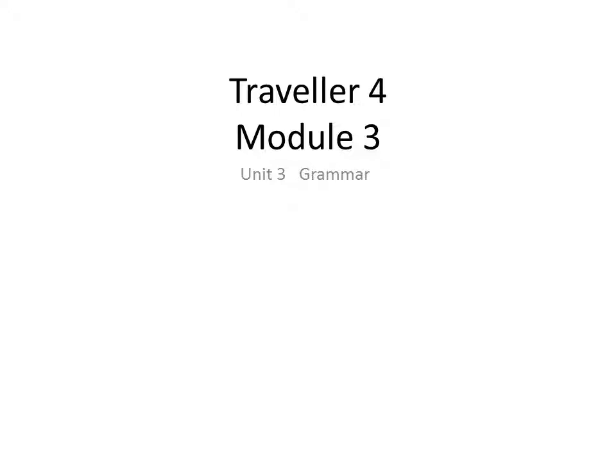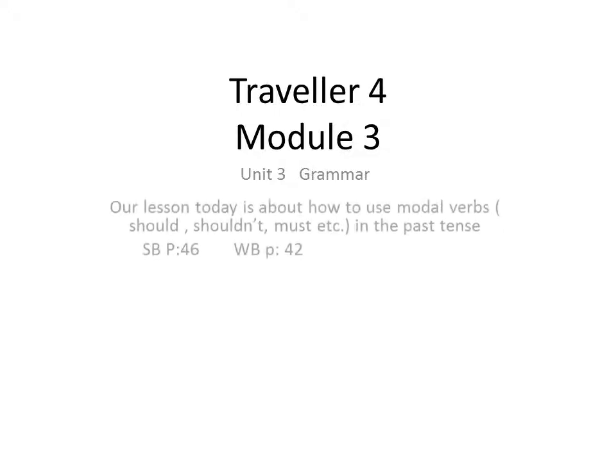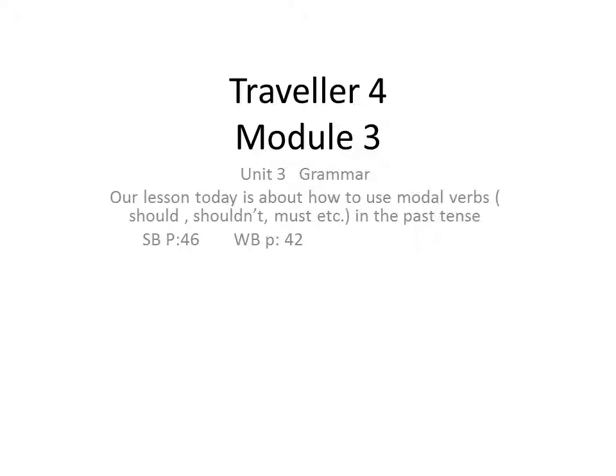Welcome to a new lesson in our curriculum, Travel 4, Module 4, Unit 3, and our lesson today is Grammar. Page 46 in your student's book and page 42 in your workbook. Actually, our lesson is so easy. It's how to use modal verbs like should, shouldn't, must, and so on. But this time we want to use these modal verbs in the past.